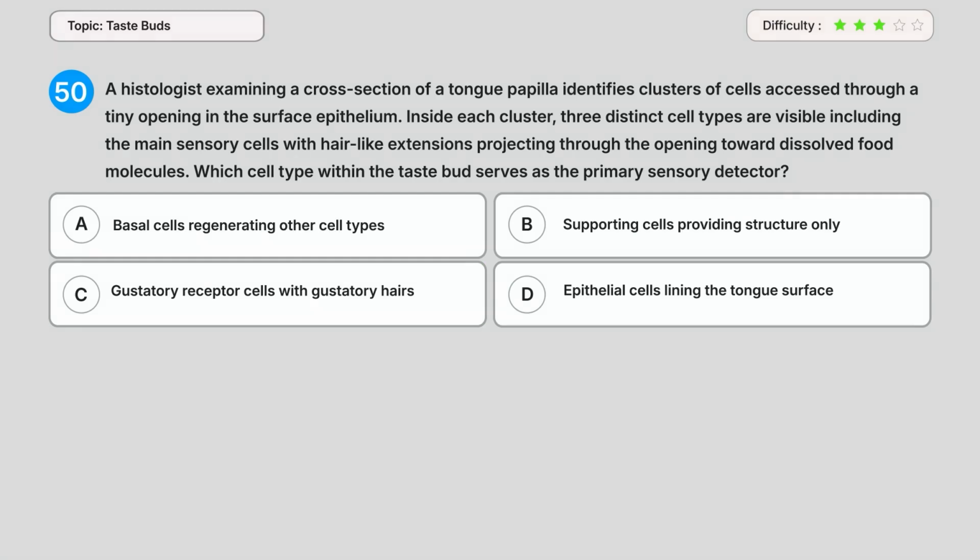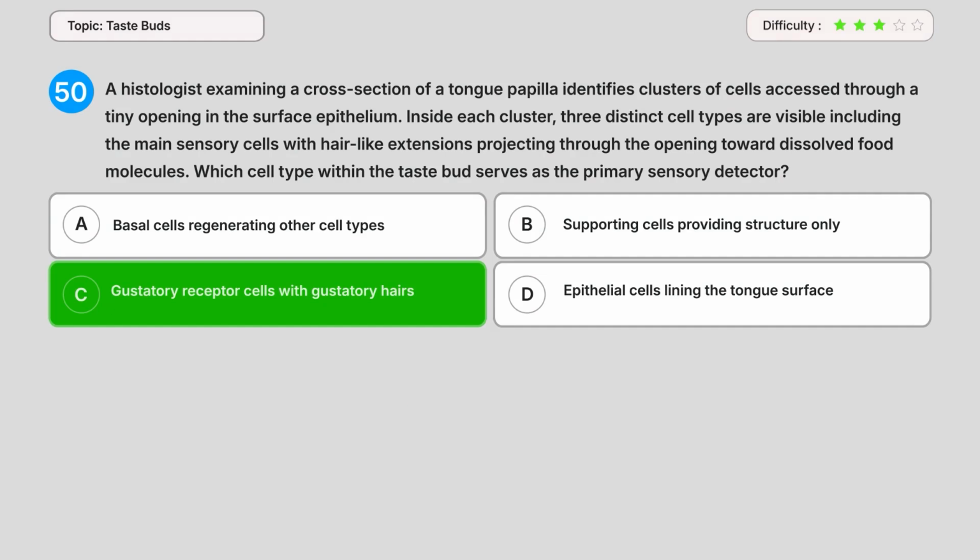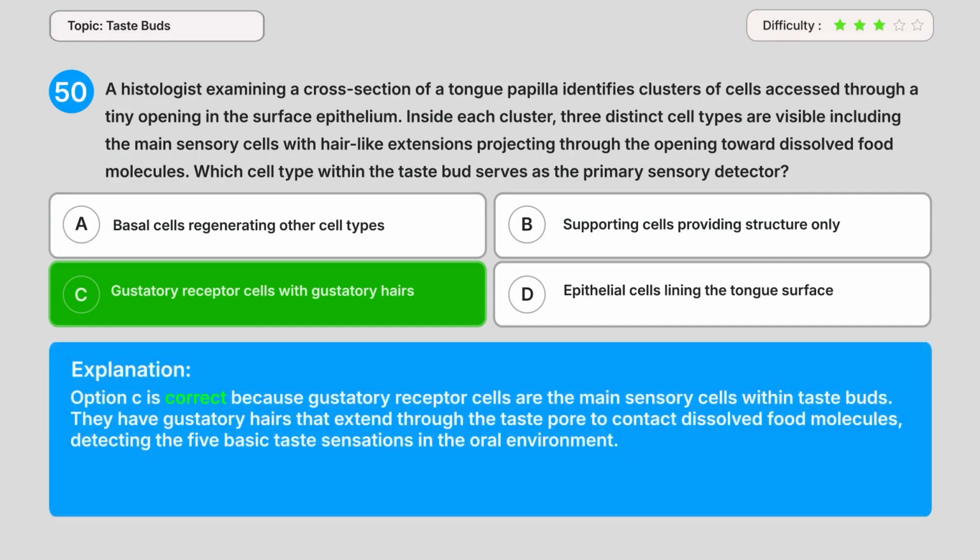Correct answer, C. Gustatory receptor cells with gustatory hairs. Explanation. Option C is correct because gustatory receptor cells are the main sensory cells within taste buds. They have gustatory hairs that extend through the taste pore to contact dissolved food molecules, detecting the 5 basic taste sensations in the oral environment.